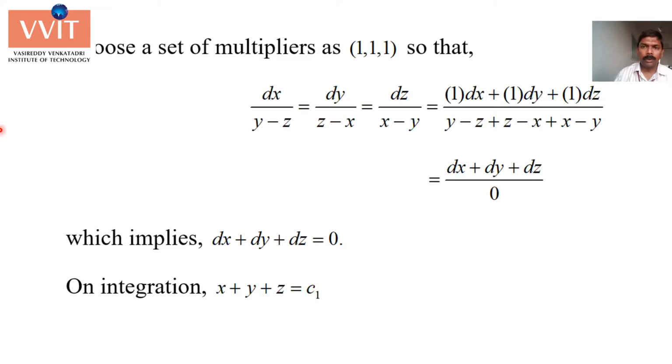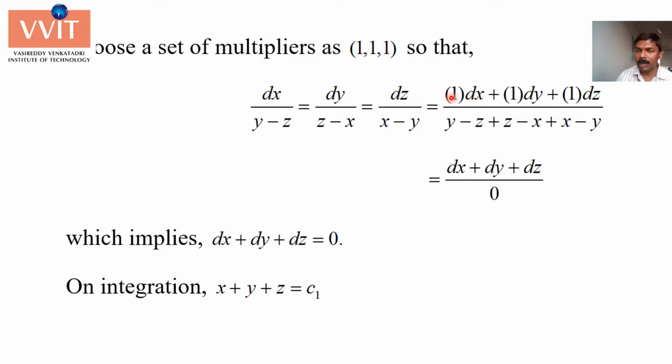So now, if you closely see this p, q, r, if you add it, all the terms are going to get cancelled: y minus z plus z minus x plus x. So I can go with multipliers as 1, 1, 1. These are our regular members, first, second, third. This is the new member.